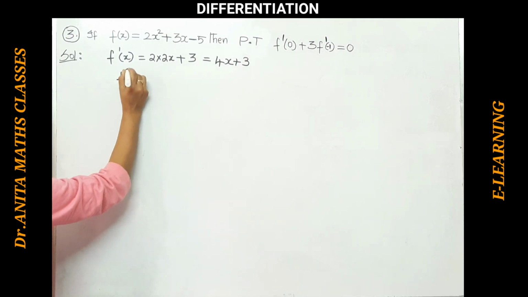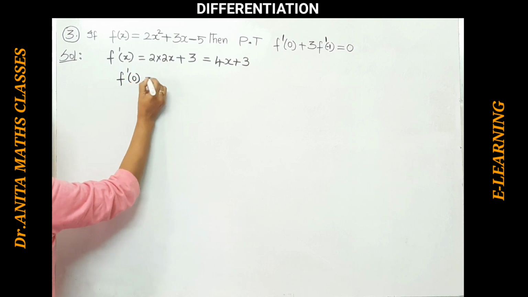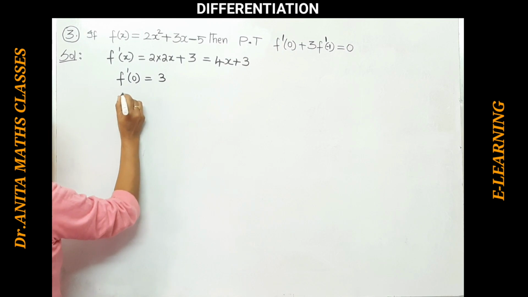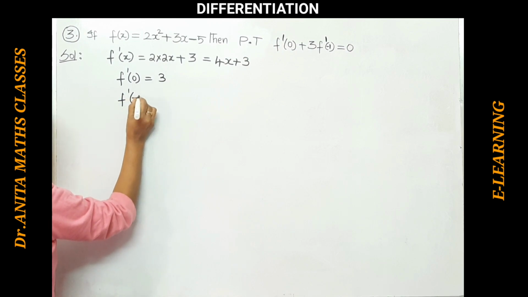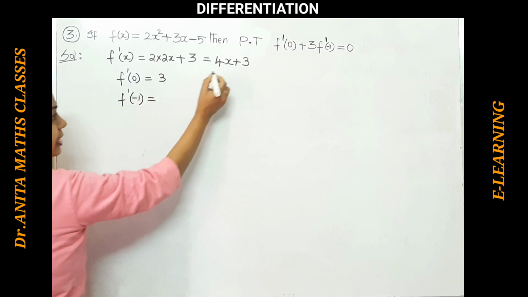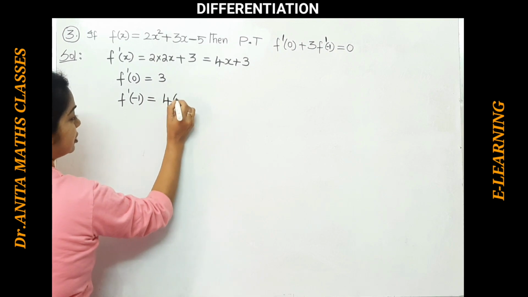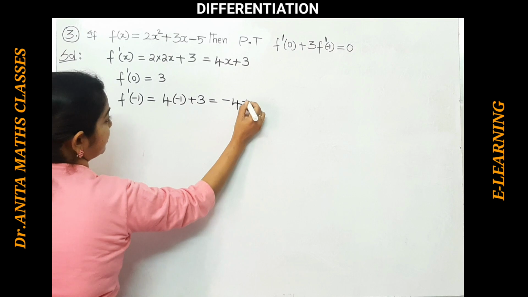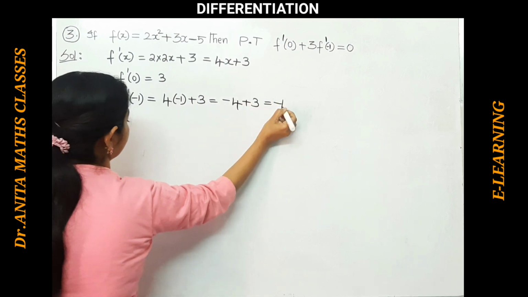So we get f dash of 0, in place of x, 0. 4 into 0 is 0, so this is 3. And f dash of minus 1: in place of x we have to substitute minus 1. So 4 into minus 1 plus 3. That becomes minus 4 plus 3, so that is minus 1.